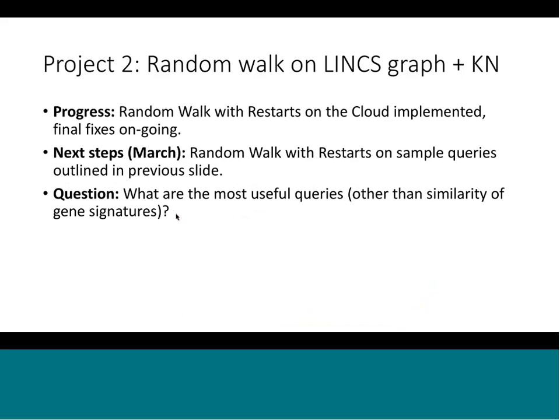And so in March we hope to start doing some of these tests, or some of these runs, on the integrated graph. And again, the question is, what are the most useful queries other than similarity of gene signatures? So here you can see that we are expanding beyond just asking for similarity of gene signatures to connecting one concept to another concept, a perturbagen to a GO term, via all the LINCS experiments and all the gene nodes. So we obviously have to construct a suitable benchmark a priori, or at least a way to benchmark, and that's something that we haven't sorted out.